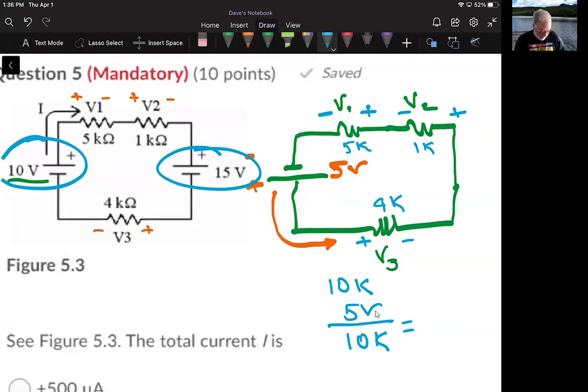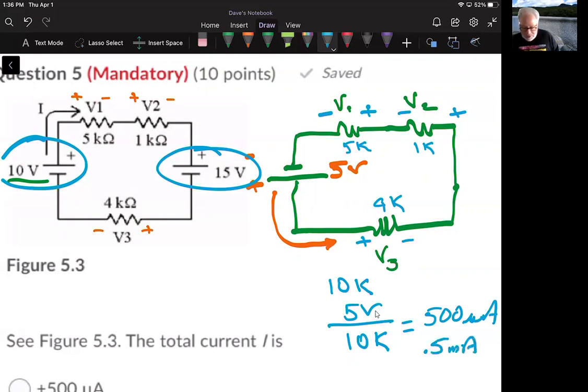Let me just put it in the calculator right quick so I don't go down the wrong path here. So 5 divided by 10 to the third is going to give me 0.5 milliamps or 500 microamps. You might see that written a couple of different ways. I think he's writing it in terms of microamps. So we know it's 500 microamps, which would be the same as 0.5 milliamps.